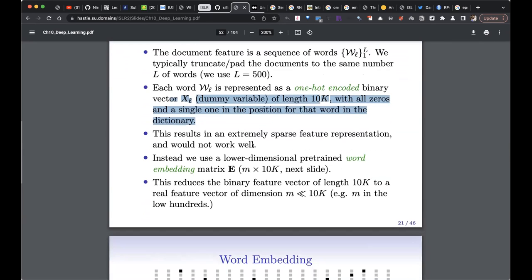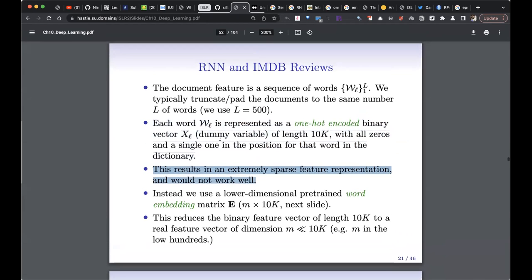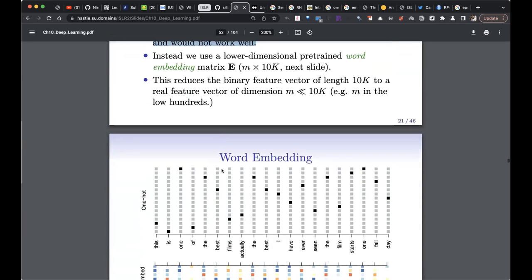In the previous case we used a one-hot encoder, but this is an extremely sparse feature and will not work well with RNN. I'm not sure, but in the previous case we saw that glmnet works well with sparse representation, while in deep learning or neural networks, it may not work well. So instead of this, they use a word embedding matrix, which is not that kind of sparse representation. So this is word embedding.